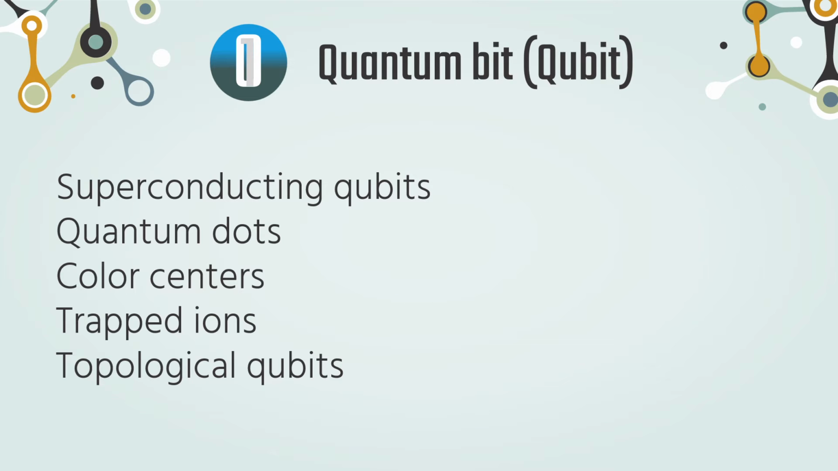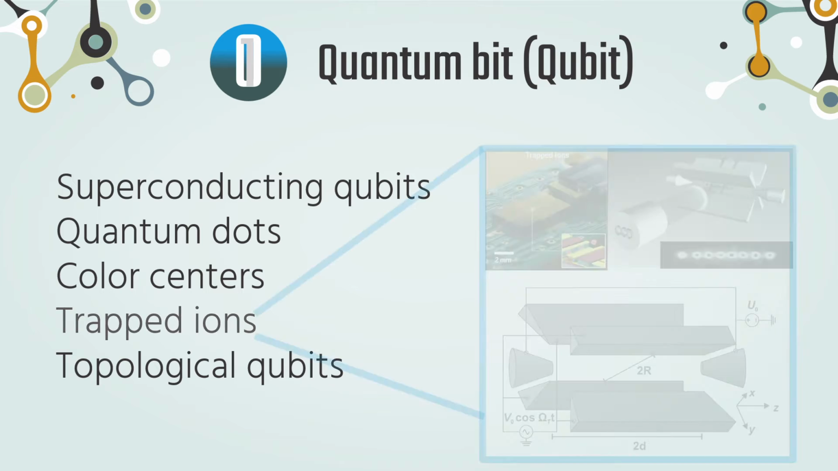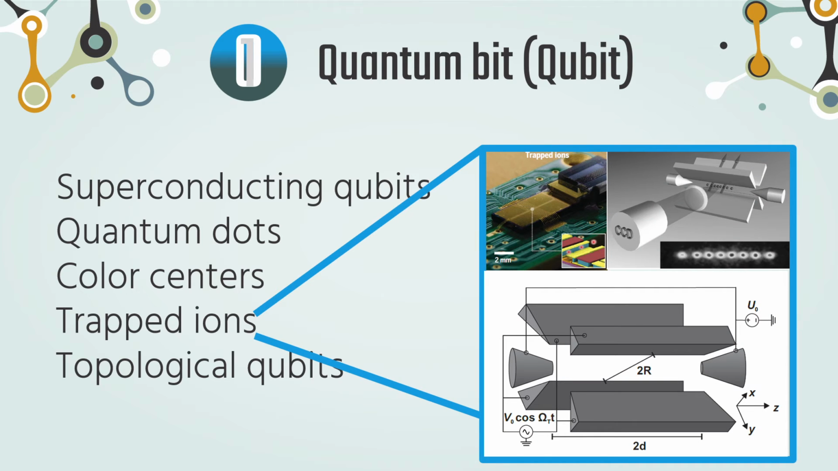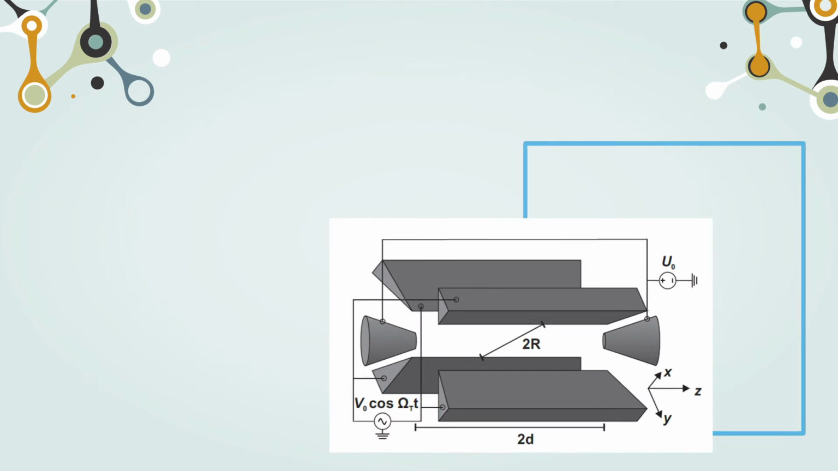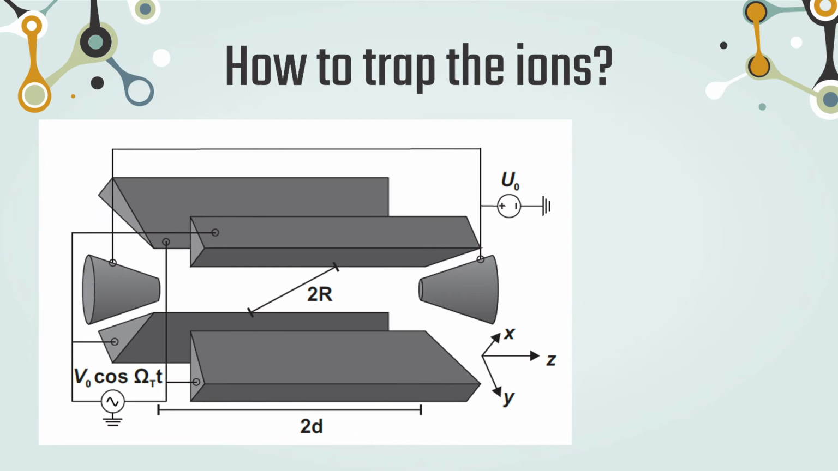And how to create qubits? There are many types of commonly used platforms, including superconducting qubits, quantum dots, color centers, trapped ions, and topological qubits. I would like to talk about trapped ions. So, how to trap ions?